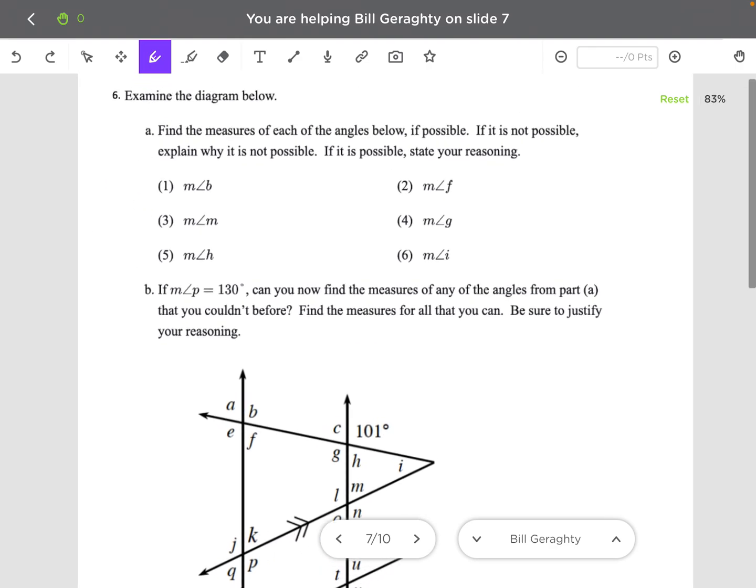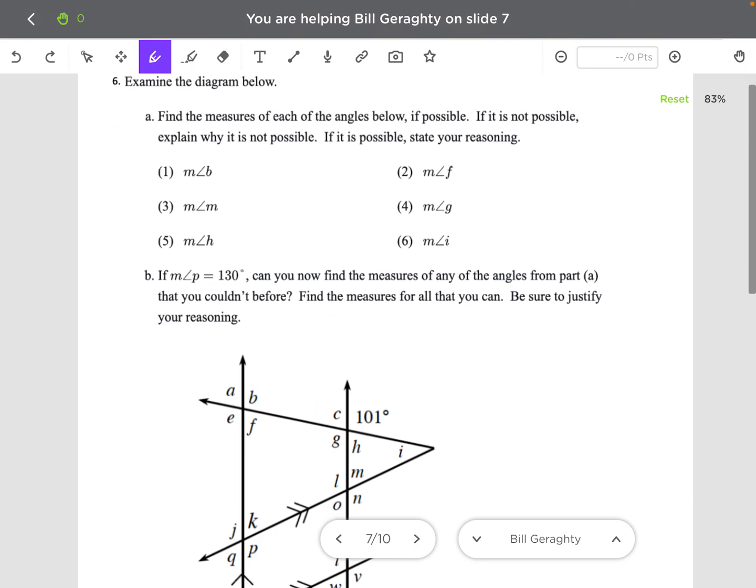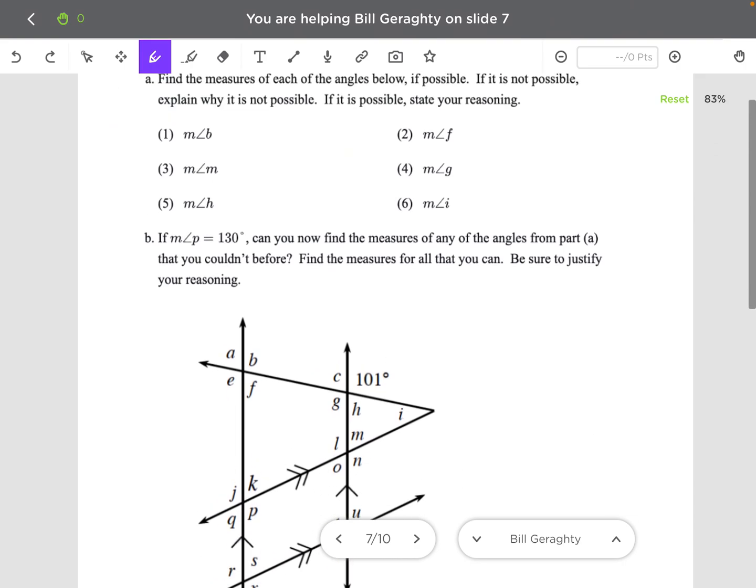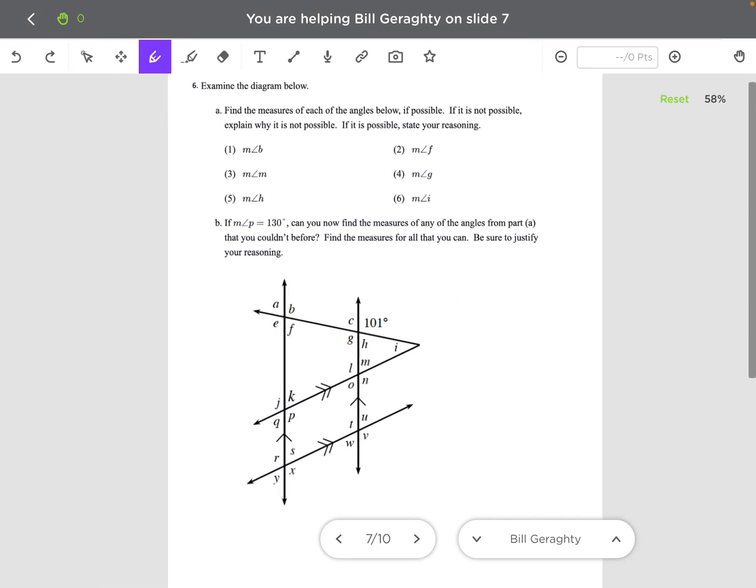Okay. So find the measure of each of the angles below if possible. If it is not possible, explain not possible. If it is possible, state your reason. So find the measure of angle B.